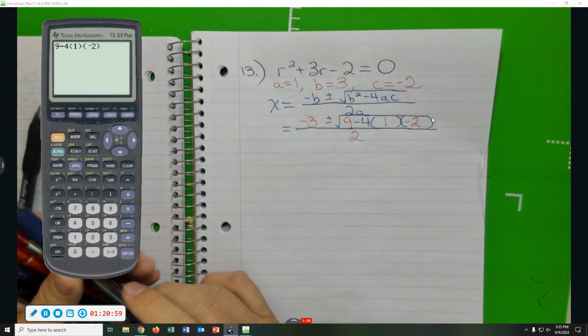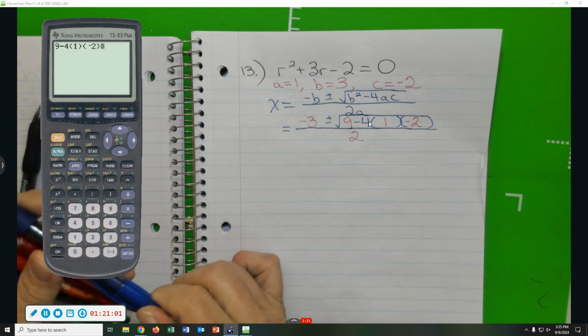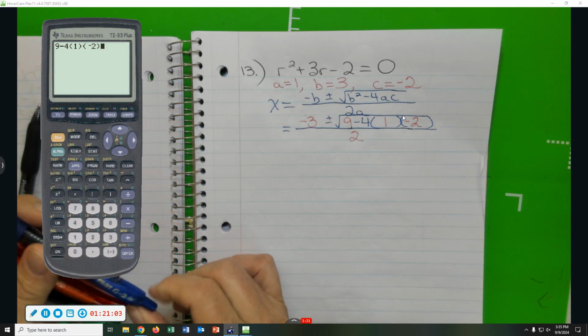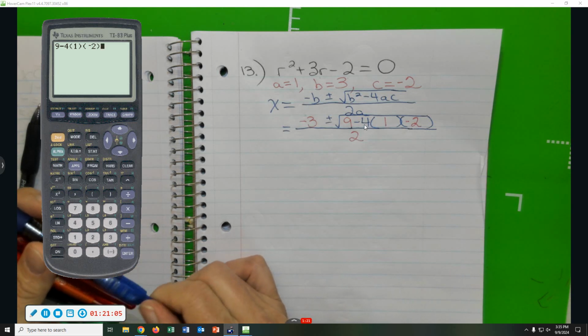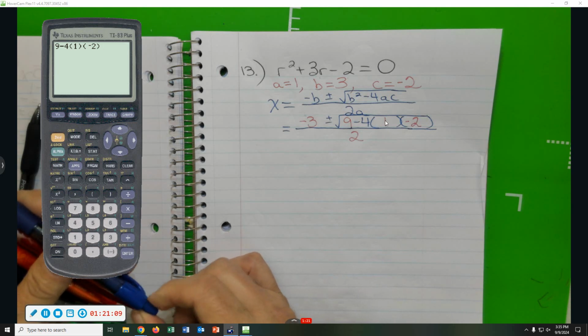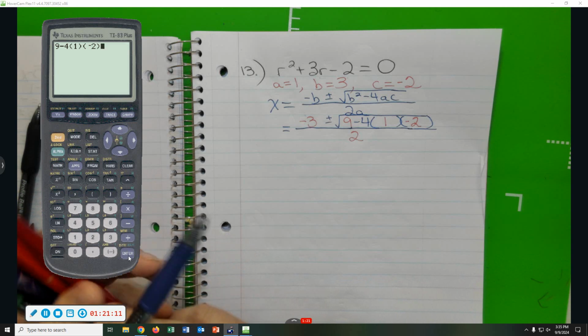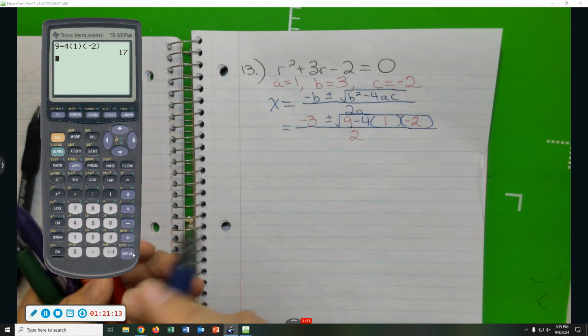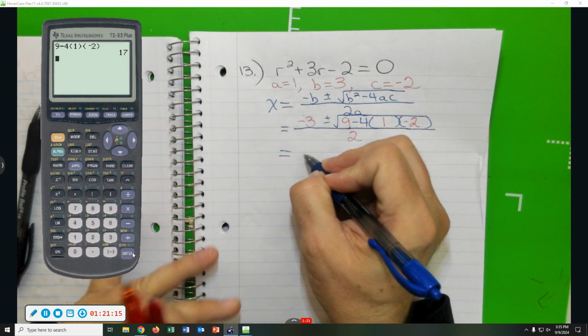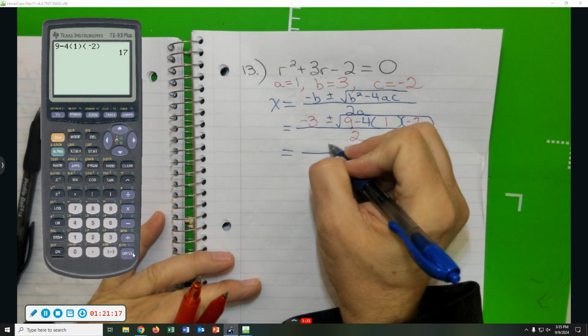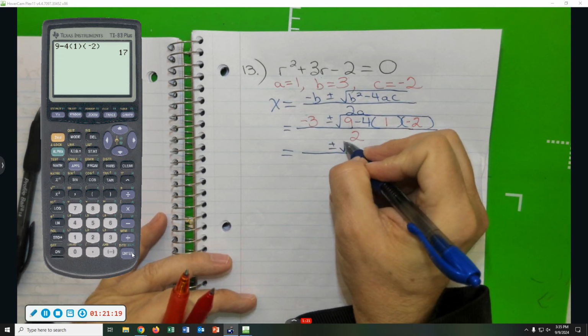It's 17. I don't need to race. Negative 4 times 1 times negative 2. Negative 4 times 1 is negative 4, times negative 2 is 8. 9 plus 8 is 17. Oh, that works nice. We have a positive prime number. Okay, wait a minute. Let me write this down.